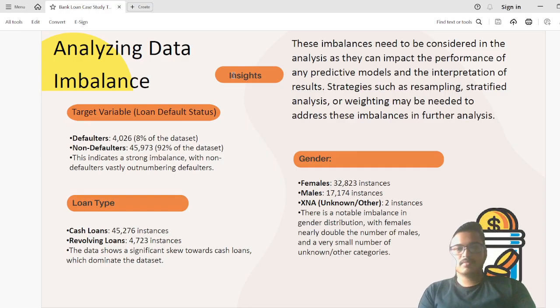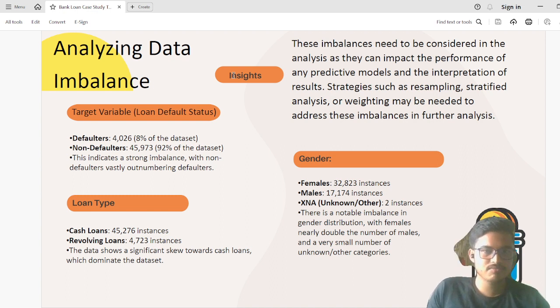Again, for gender, the female candidates were 32,823, while the males were 20,124. In this instance, there is a notable imbalance in the gender distribution, with females nearly double the number of males, and a very small number of unknown or other categories. These imbalances need to be considered in the analysis as they can impact the performance of our predictive models and the interpretation of the results. Strategies such as resampling, stratified analysis, or weighting may be needed to address these imbalances in further analysis.